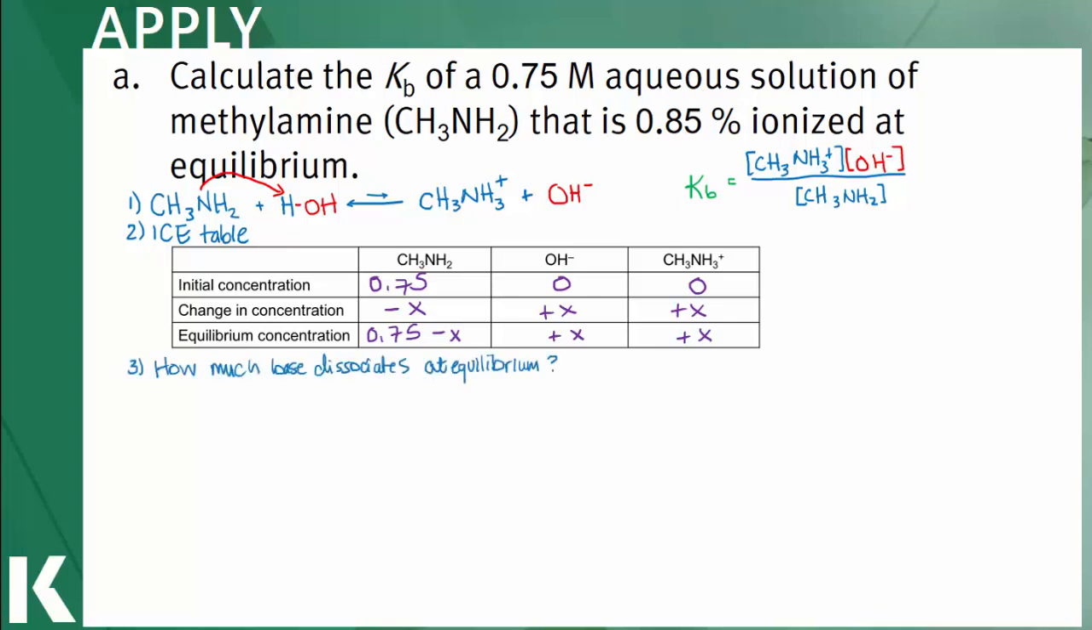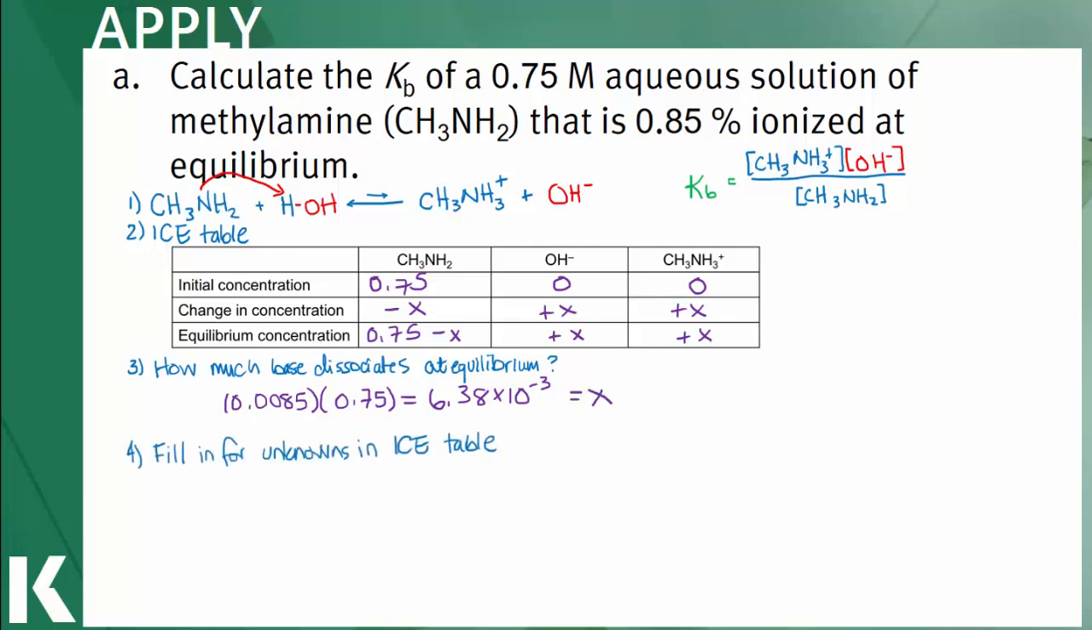Third, let's calculate how much dissociates at equilibrium. Take the percentage and convert it to a decimal, so 0.0085 multiplied by the initial concentration of 0.75 to get 6.38 times 10 to the minus 3. That is the concentration of the products of the dissociation, which is X. We can now use this to fill in our table. So 6.38 times 10 to the minus 3 for hydroxide, same thing for the methylammonium, and the equilibrium concentration of methylamine will be 0.75 minus 6.38 times 10 to the minus 3.